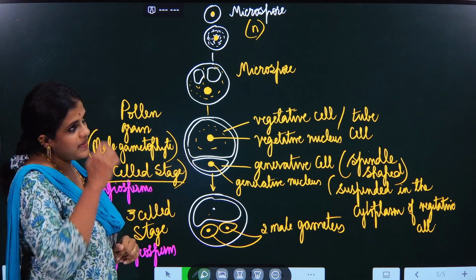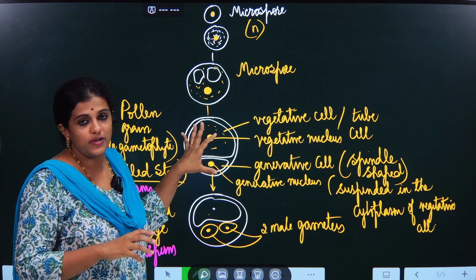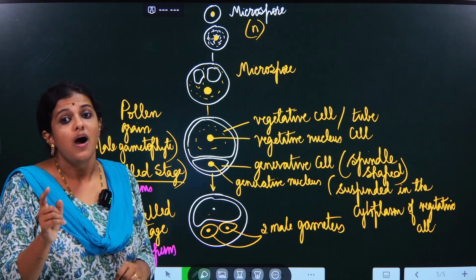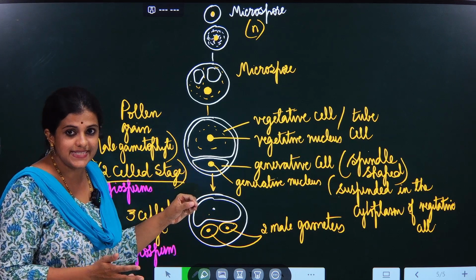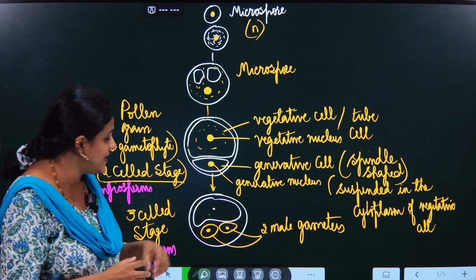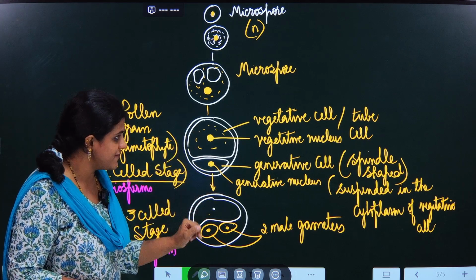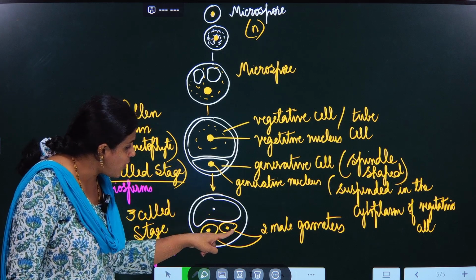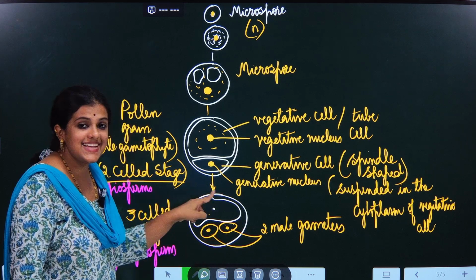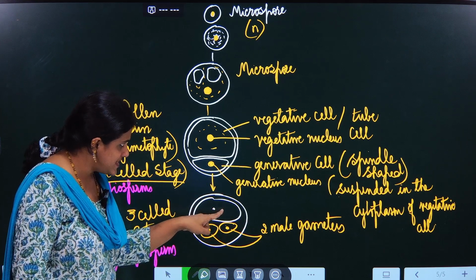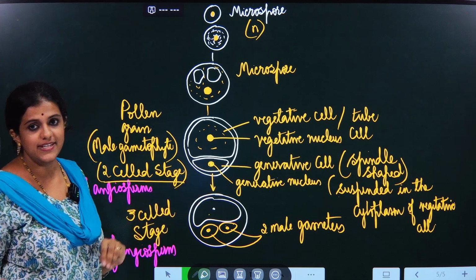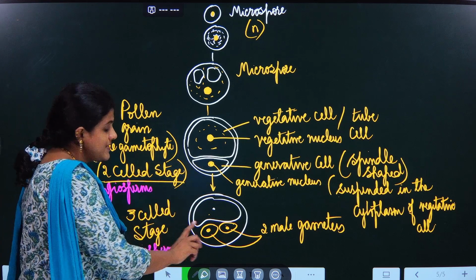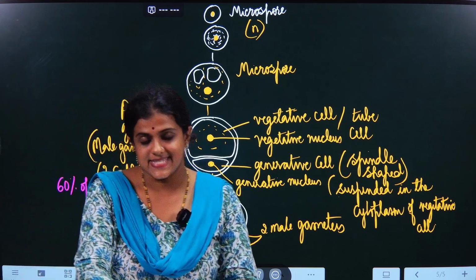But if the pollens are dispersed at this stage and land on the stigma, that is one option. Or if they have not dispersed yet and are still in the flower, then the generative cell will undergo further mitotic division to form male gametes, thus forming a 3-celled pollen grain, that is, a vegetative cell and 2 male gametes. So in 40% of angiosperms, the pollens get dispersed at 3-celled stage.